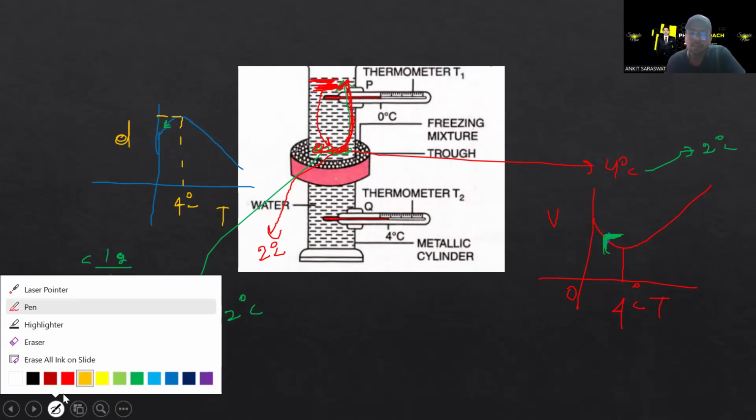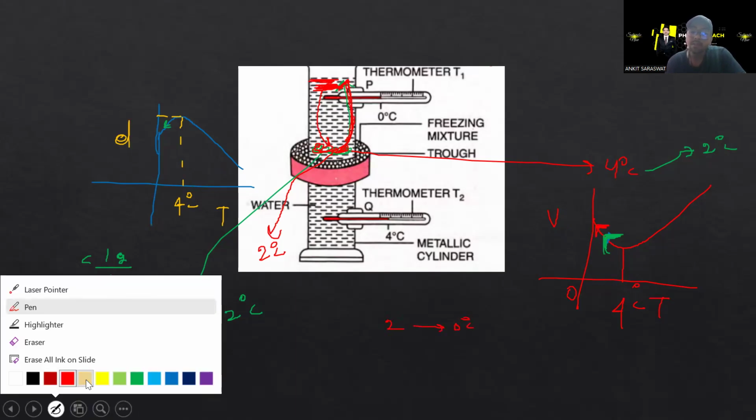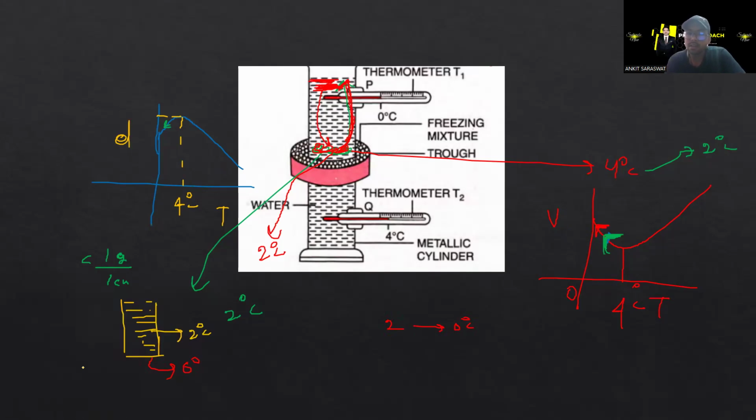But again, because of the freezing mixture, what is going to happen? Its temperature drops further below 2 degrees Celsius, let us suppose up to 0 degrees Celsius. Again, further drop from 2 to 0 degrees Celsius, then again it becomes lighter. Then again this water is going to rise, but at 0 degrees Celsius you will notice that ice is going to form. Ice is going to form at 0 degrees Celsius.